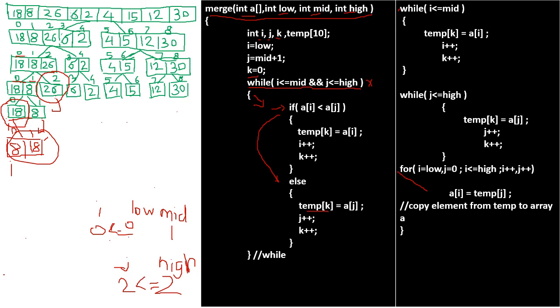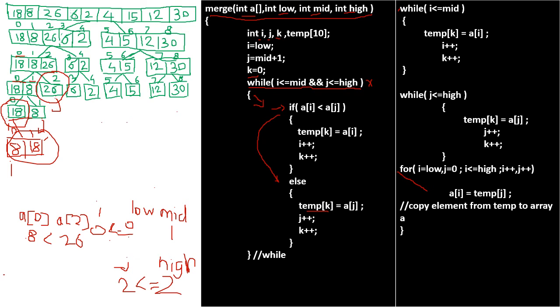Then next, check if a of I is less than a of j. A of I means what? 8. That is a of 0, I value is 0. That's why a of I is 8. So 8 is less than a of j. A of j value is what? J value is 2. That's why here on index 2, which number is there? That is 26. Is 8 less than 26? Yes, it is less than 26.